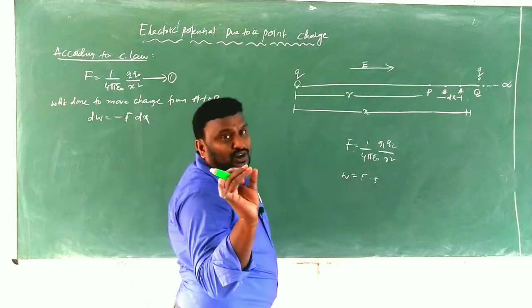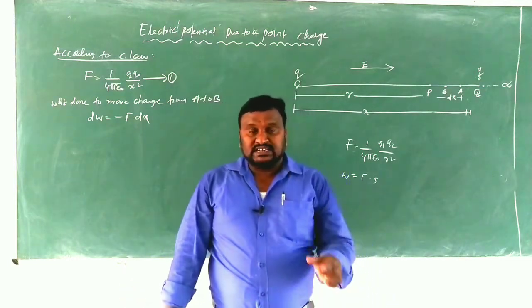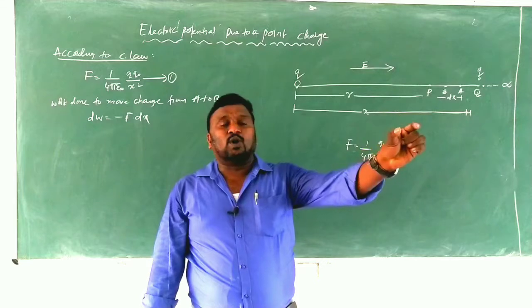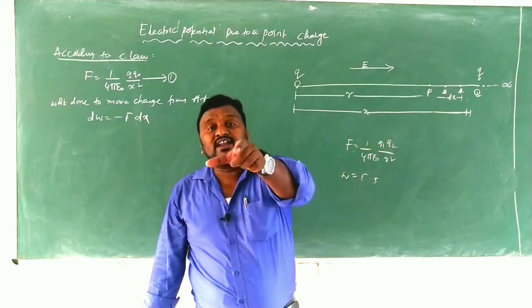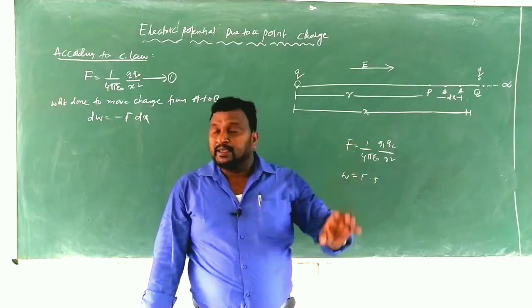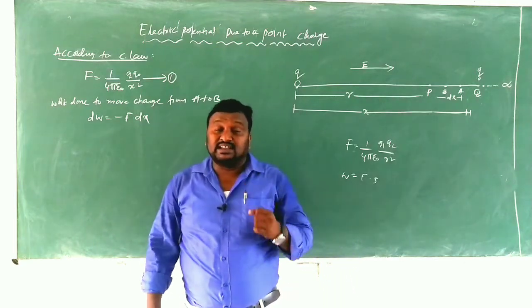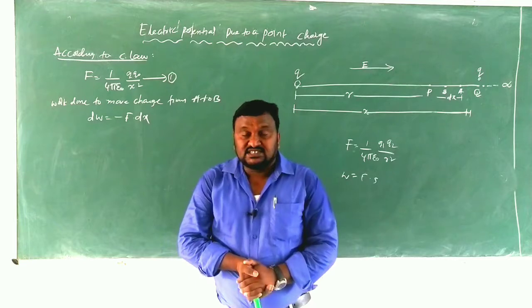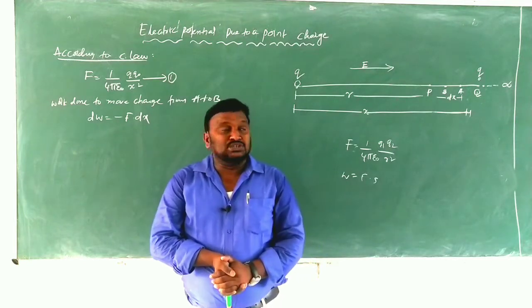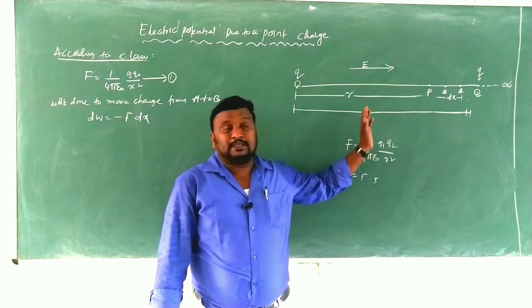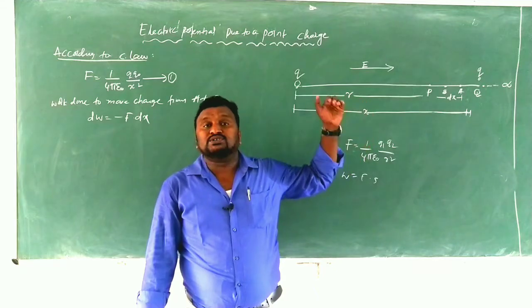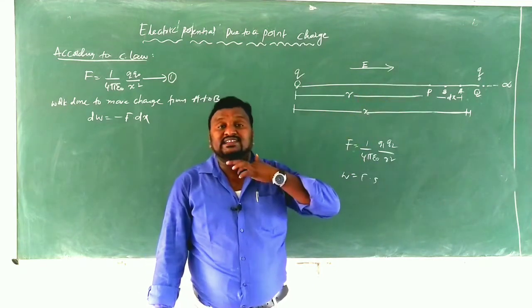dW means small amount of work done. The charge is moving through the small distance dx. That's why work done is also taken as small. That's why dW is equal to minus F into dx, the small amount of work done to move the charge from A to B in the opposite direction of the electric field intensity.